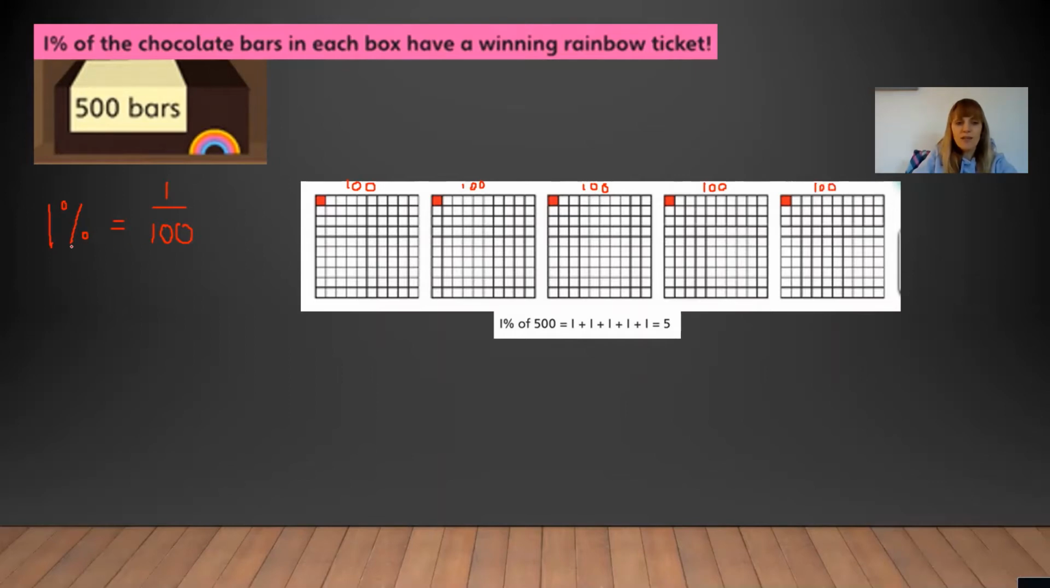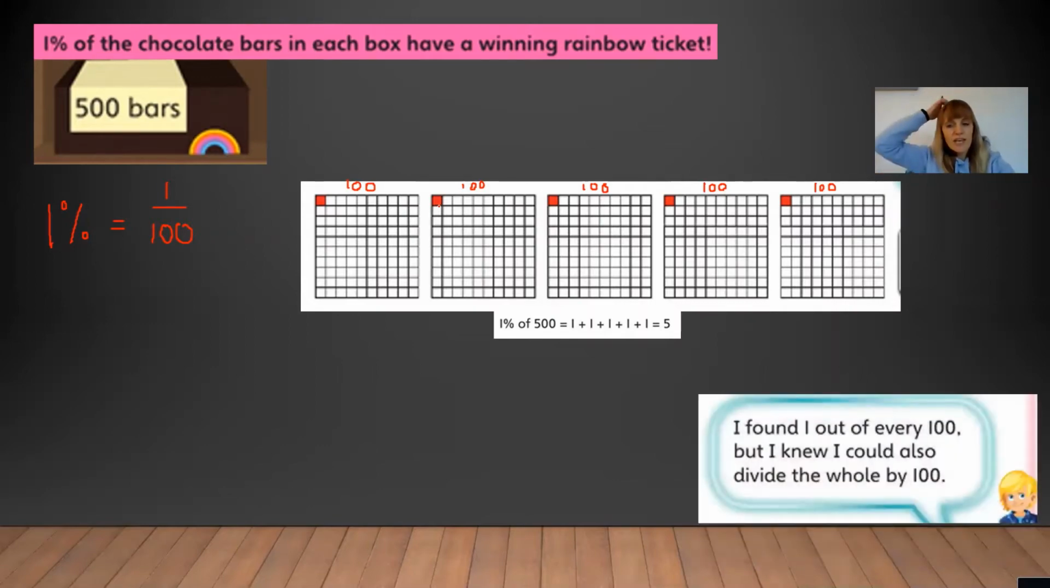Now we've just found out that 1% is the same as 1 in every 100. So for each 100 squares, we've shaded in 1. So that's the same as 1%. So 1% of 500, we then just need to add up all those individual squares, which will give us a total of 5.